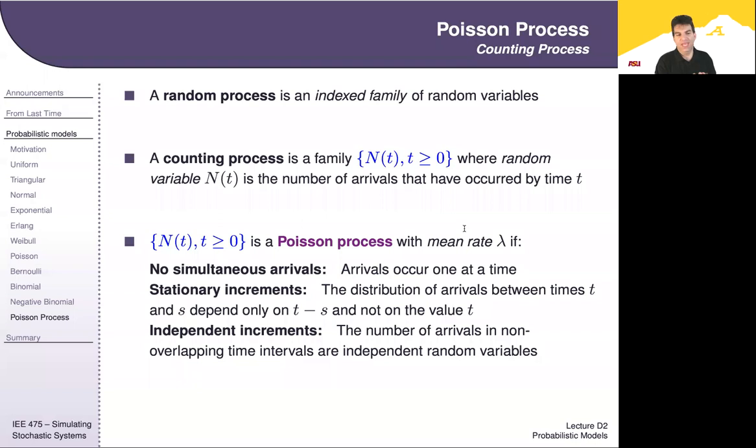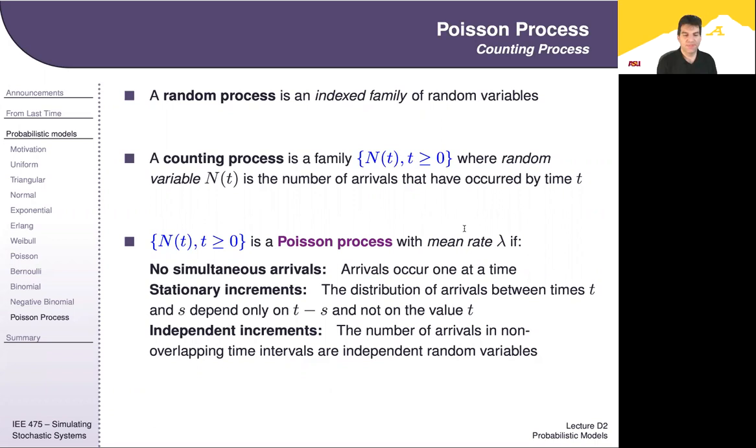There are so-called stationary increments. What this means is that the distribution of arrivals that happen between any two times only depends upon the length of time between those two times and not on the actual times themselves. So if I want to ask, how many people arrived between 5 minutes and 6 minutes into the process, then that answer should be the same as how many people arrived between 10 minutes and 11 minutes of the process. That should be the same distribution, because both of those are the same length intervals. And then independent increments.